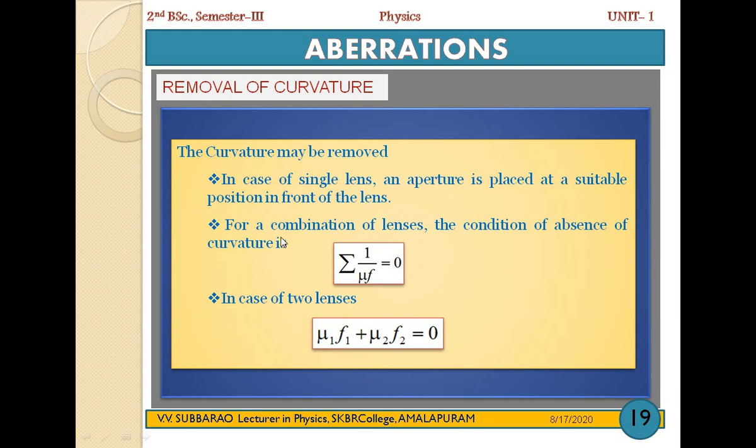And for a combination of lenses, the condition of absence is sigma 1 by mu f is equal to 0. Here mu is the refractive index of the material of the lens and f is the focal length of the lens. So in case of two lenses, this mathematical formula can be simplified as mu1 f1 plus mu2 f2 is equal to 0. This is the required condition to eliminate curvature for a system consisting of two lenses.